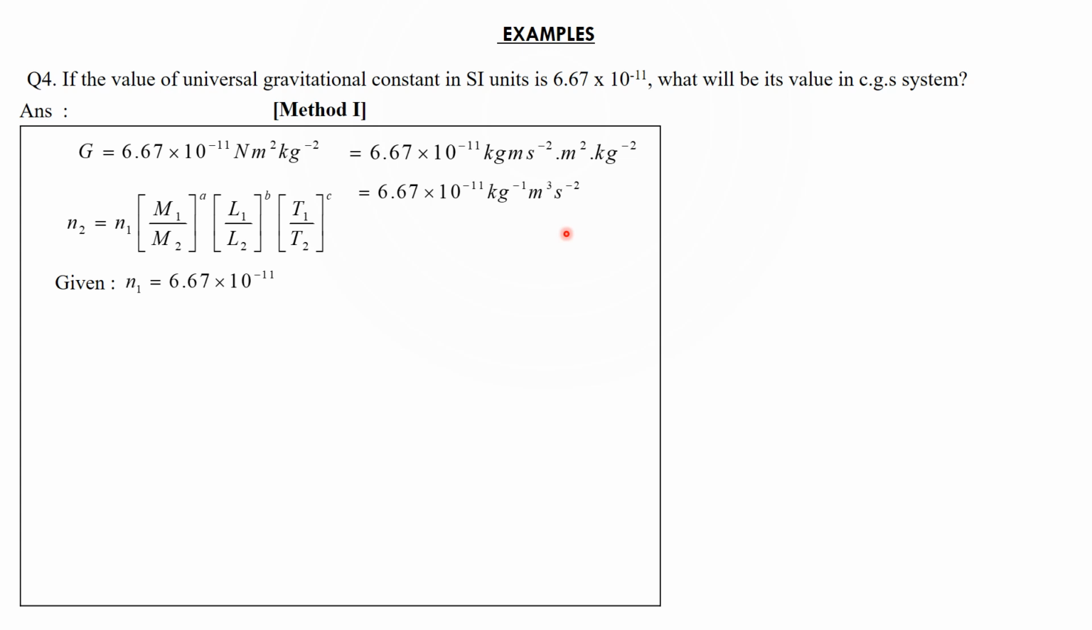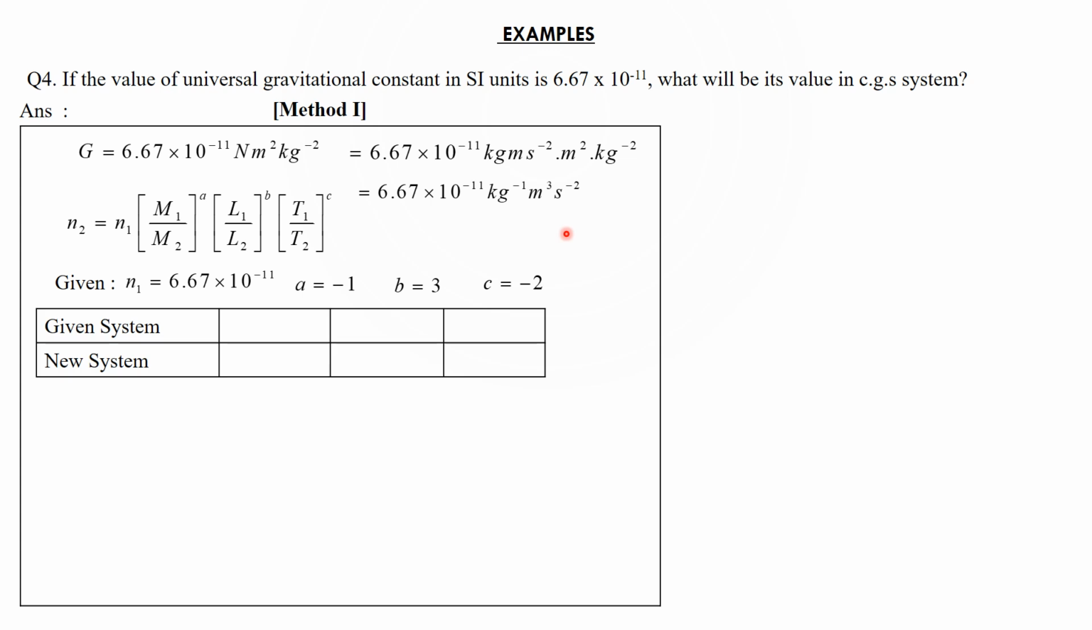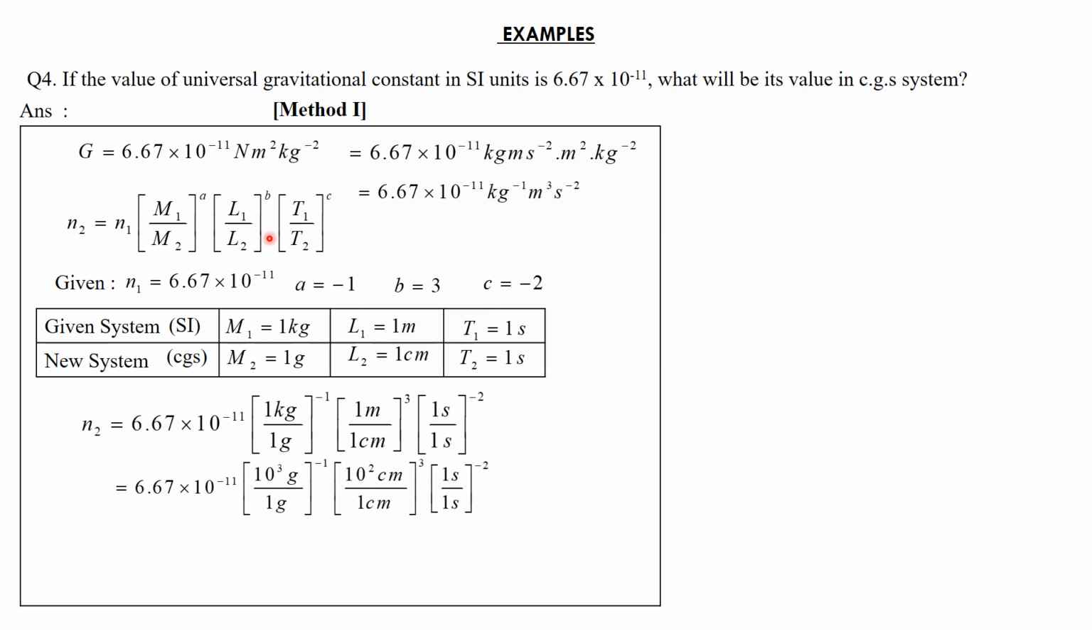Then given n1 is 6.67 into 10 to the power of minus 11. a is 1, a is minus 1, b is 3, and c is minus 2. Given system is SI, so m1 is 1 kg, l1 is 1 meter, and t1 is 1 second. The system asked is CGS, so m2 is 1 gram, l2 is 1 centimeter, and t2 is 1 second. Let's put all the values in this formula.